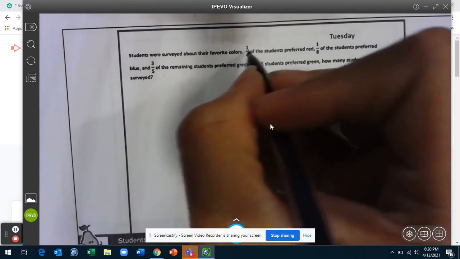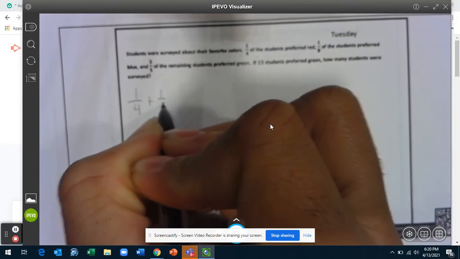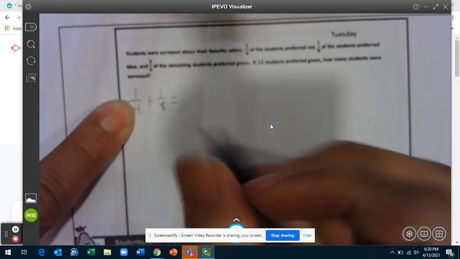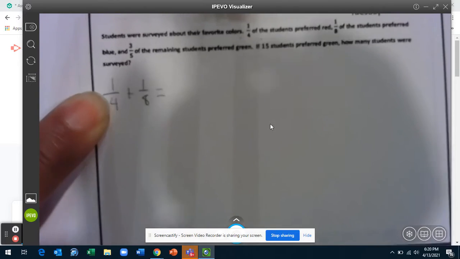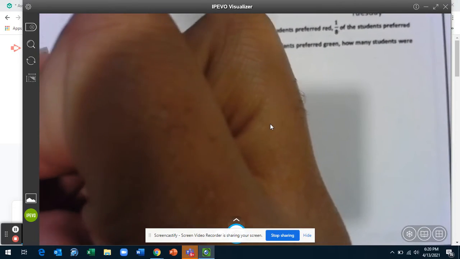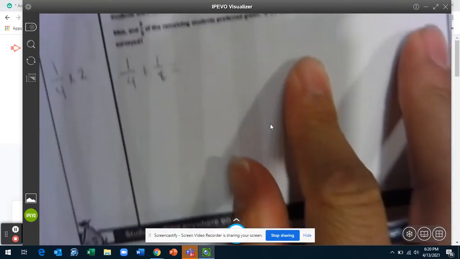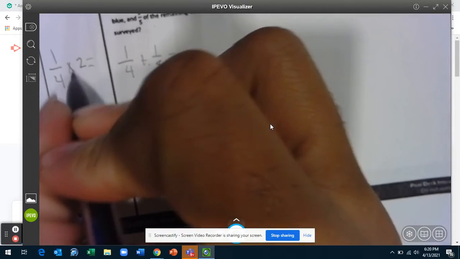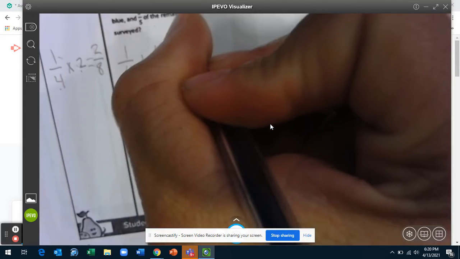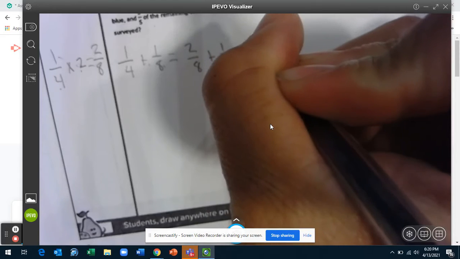So the first thing you want to do is add these two, right? We want to add 1/4 plus 1/8. But we can't do that because they have unlike denominators. All right. So we have to get them to the same denominator. So we have to multiply 1/4 times 2 because we want the denominators to be the same. 2 times 1 is 2. 2 times 4 is 8. So now we can add 2 eighths plus 1 eighth, which gives us 3 eighths.